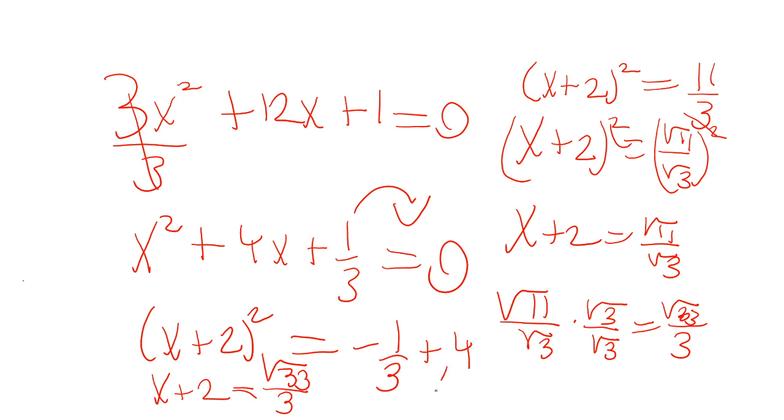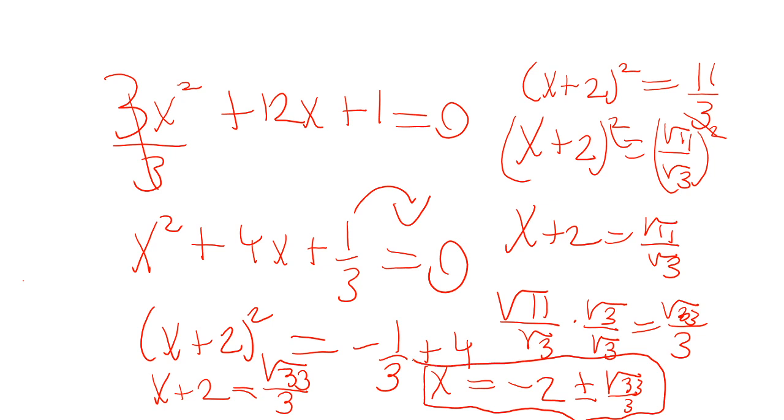If we manipulate this equation, we have negative 2 plus or minus root 33 over 3 as our answer. That's how you solve quadratic equations by completing the square. Hopefully this video helped, and that is how to solve quadratic equations by completing the square.